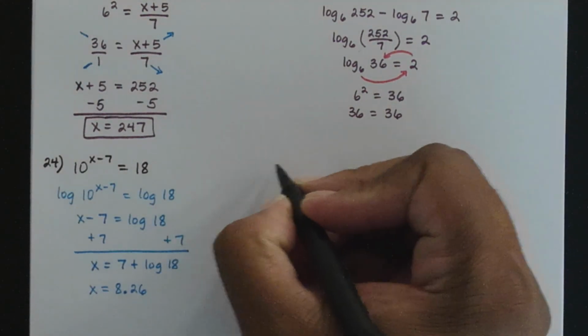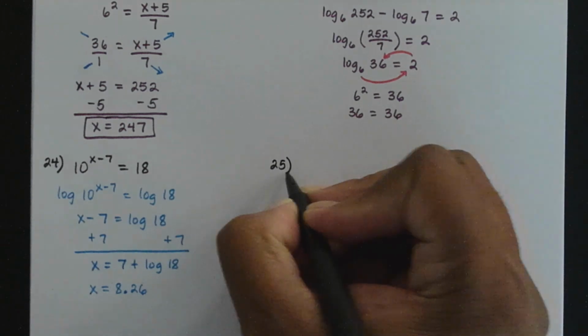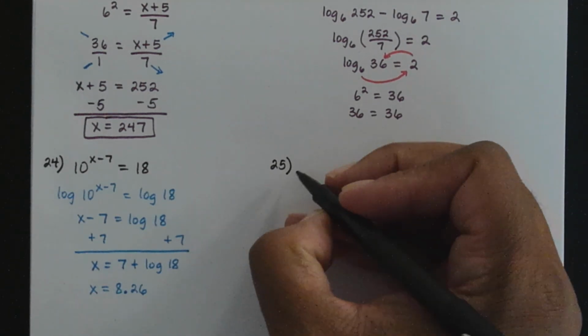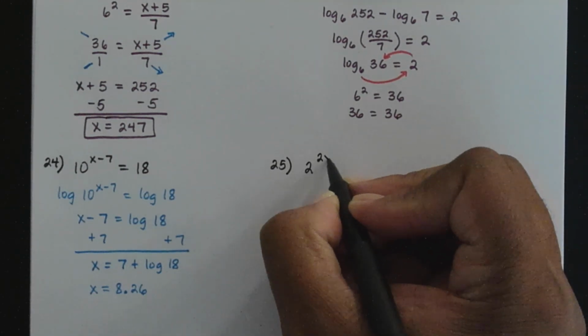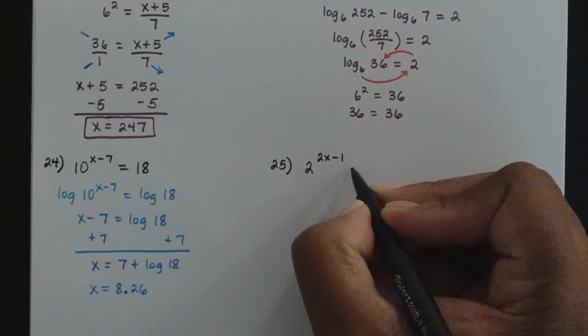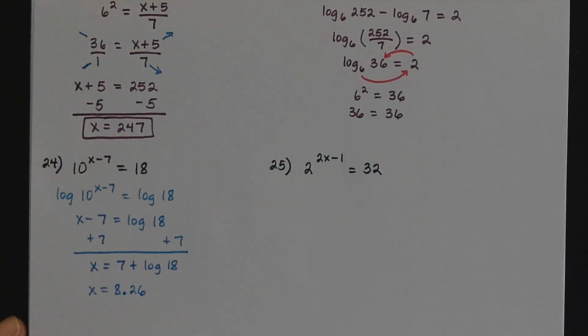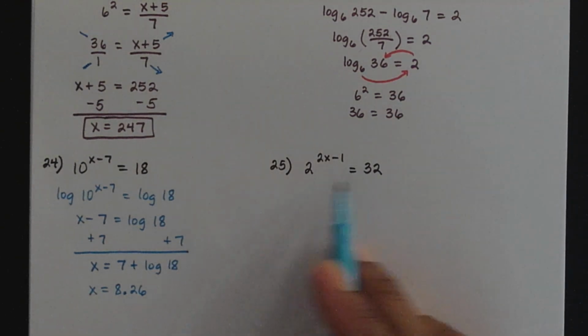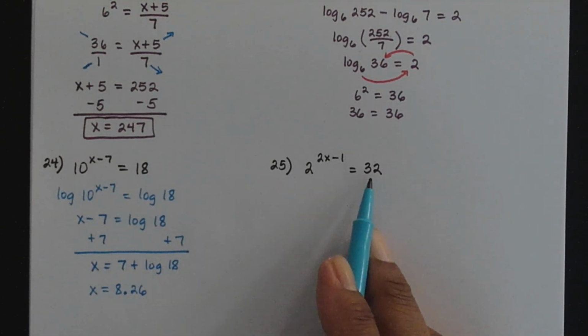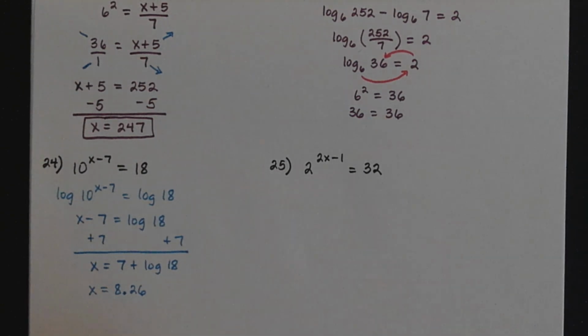All right, number 25. And I'll do that over here. And it's another exponential equation, 2 to the 2x minus 1 equals 32. 2 to the 2x minus 1 equals 32. Well, in this case, you want to express each side with the same base. So here I got the 2 here, so I need to write 32 as 2 to some power.